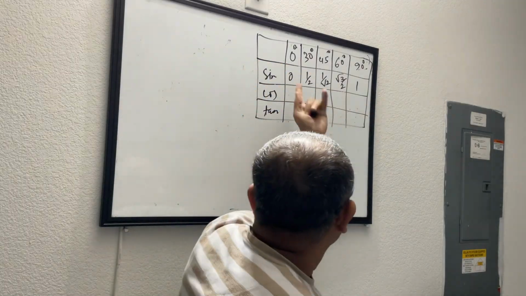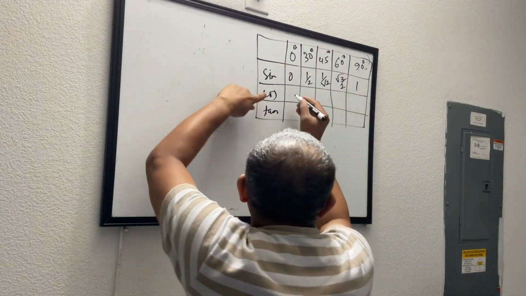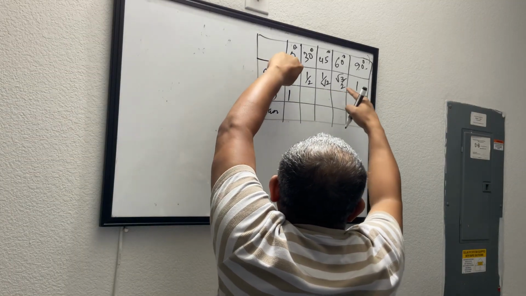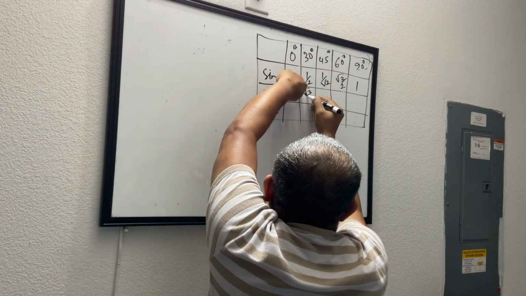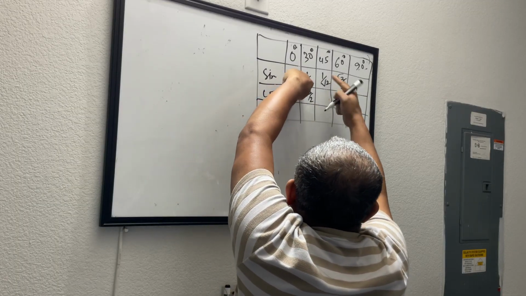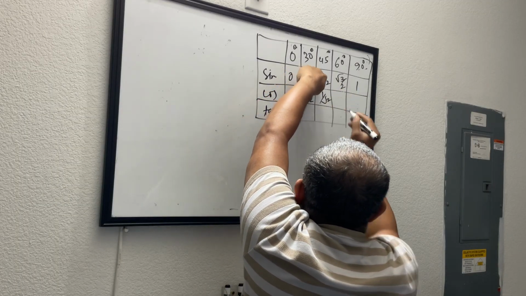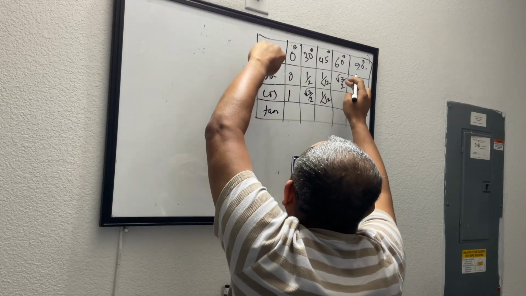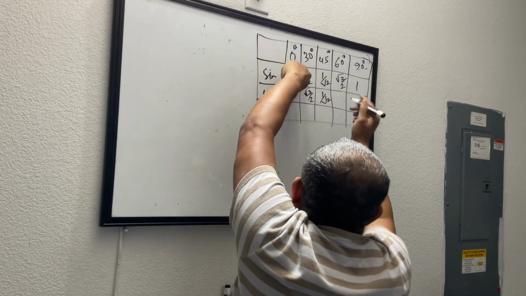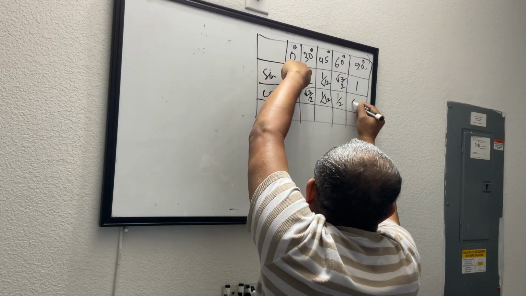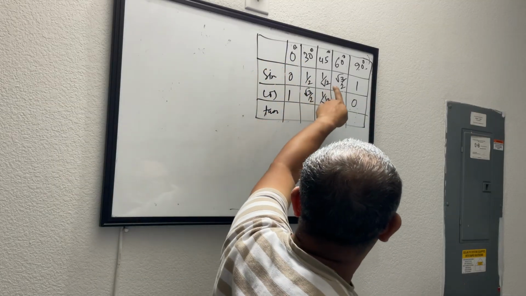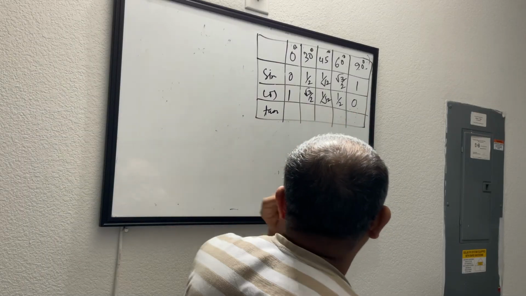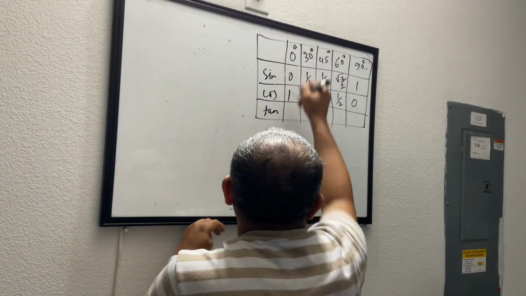Cos is just the reverse of it. So whatever you have for 90, that is the value you have for 0. Whatever you have for 60, that is for 30. And whatever you have for 45 is the same. So 0, 1 by 2, 1 by root 2, root 3 by 2, 1, just in reverse order. And then tan, you know, it's sine over cos.